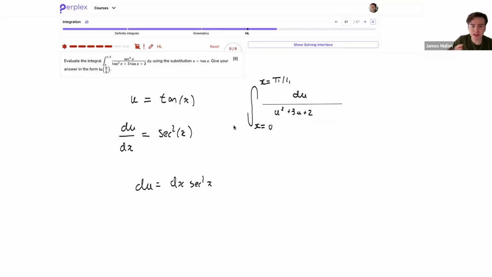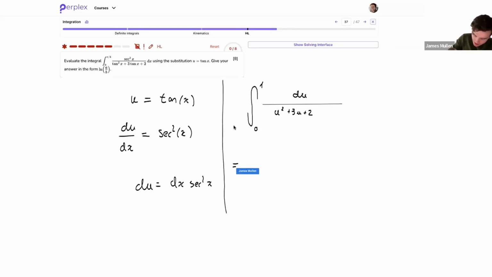And I'm going to change my boundaries now, so I don't have to do it later. When x equals 0, tan of x is equal to 0, so it stays 0. And when x is equal to pi over 4, tan of x is equal to 1. So I now have the integral from 0 up to 1. And that's already nicer. Those are just nicer bounds than from 0 up to pi over 4.